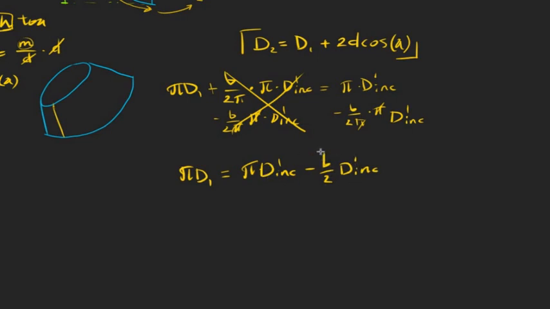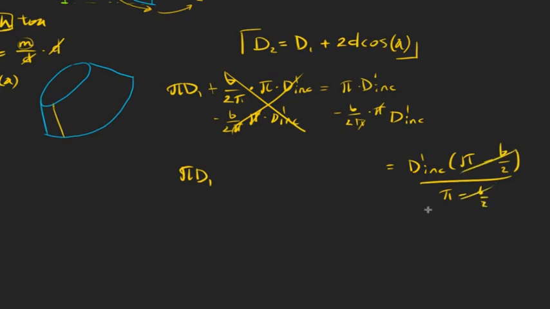Now let's move this out. Move the common factor out. D inc 1 times pi minus b over 2. And we want to find d inc 1. And what we're gonna do is just divide both sides by pi minus b over 2. This is gonna cancel pi minus b over 2, and we are left with what?